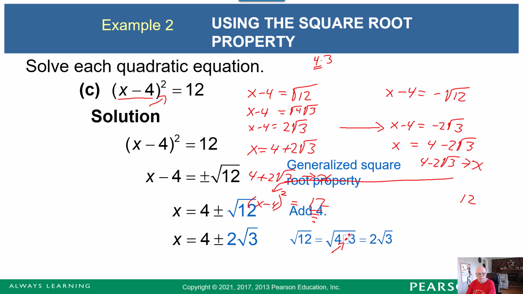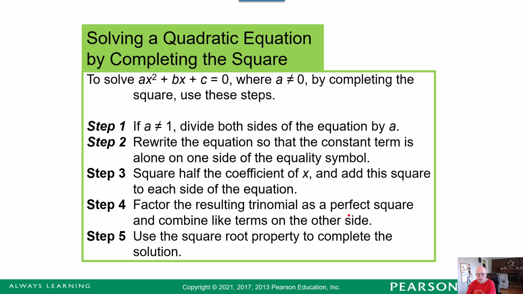First of all, if a is not 1, in other words, if this isn't just x squared, divide both sides of the equation by a. That way you'll end up with the equation looking like this.